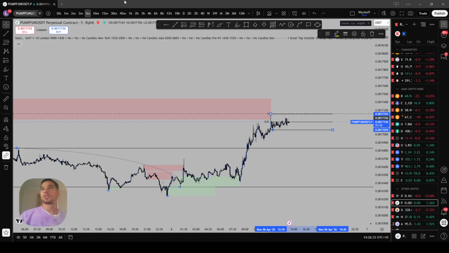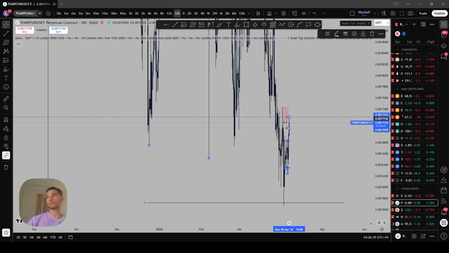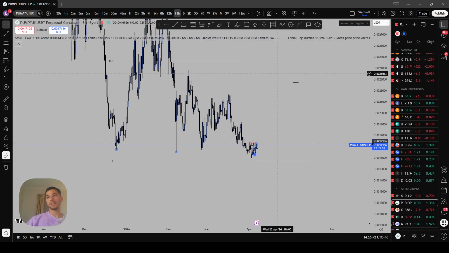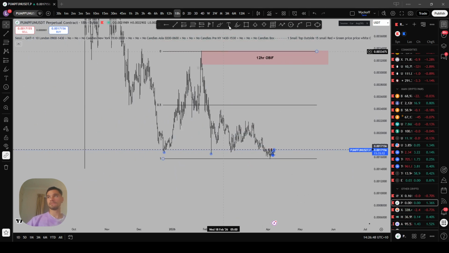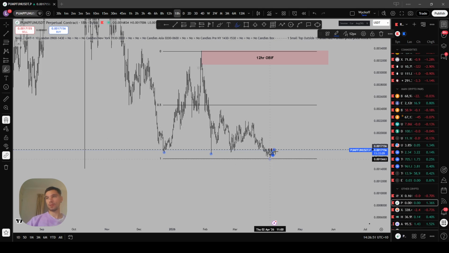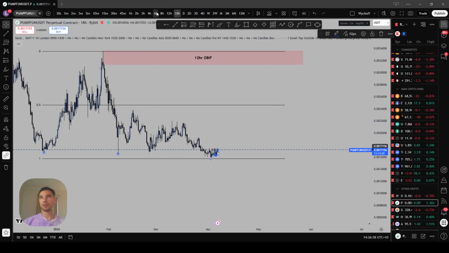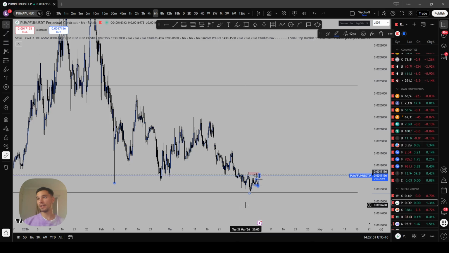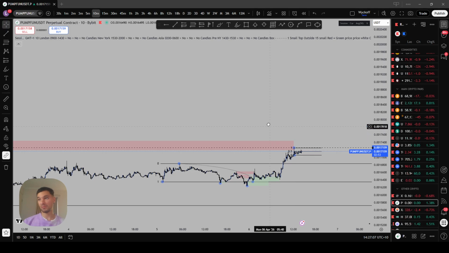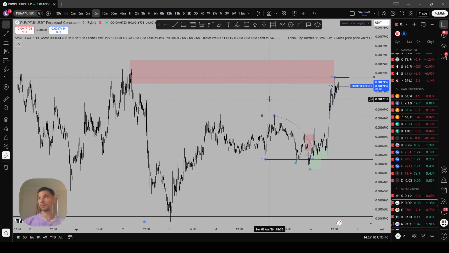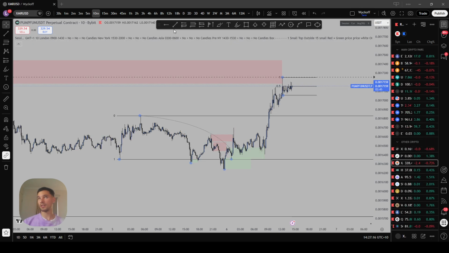All right, let's see what else the markets have for us. Technically speaking, we are in somewhat of an accumulation model, but had you entered here, this would have been a nice play where you can just take a partial and then just let price run and see where it goes. Let's have a look at XMR.